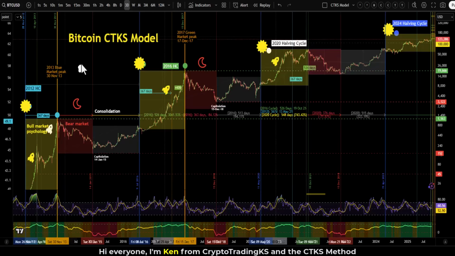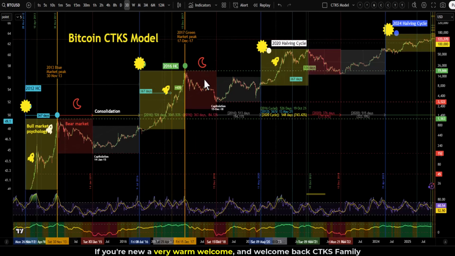In this video, we're going to apply the Bitcoin CTKS model to Ethereum. The first thing that you need to understand, this was developed about half a decade ago. It was the first crypto model that actually accounted for psychology of price. Up until that point, people had been basically comparing bear market price action to bull market psychology. Now the difference is huge.